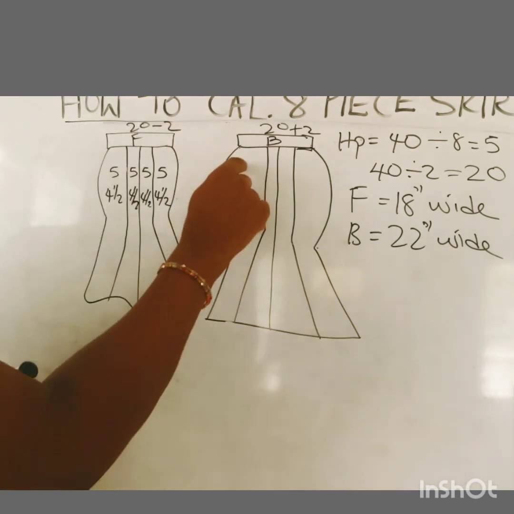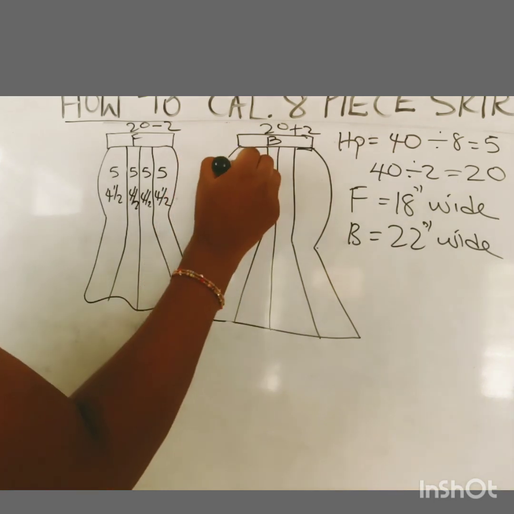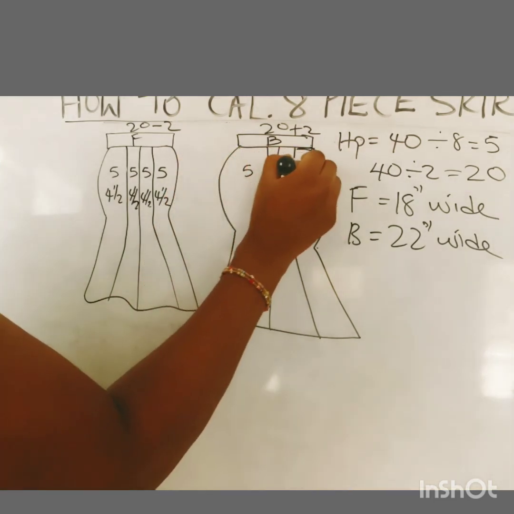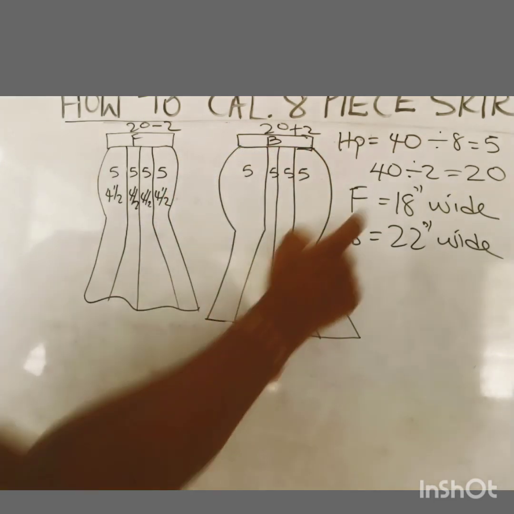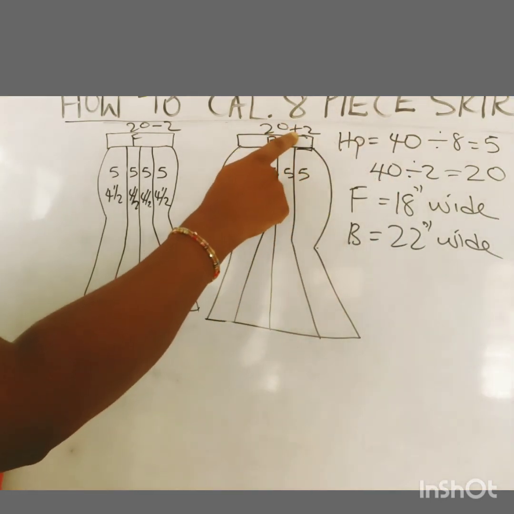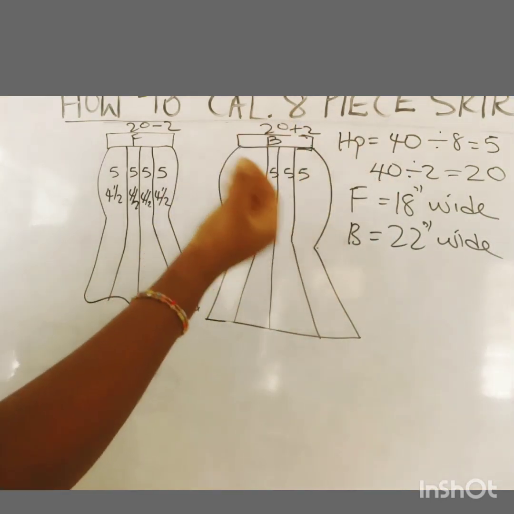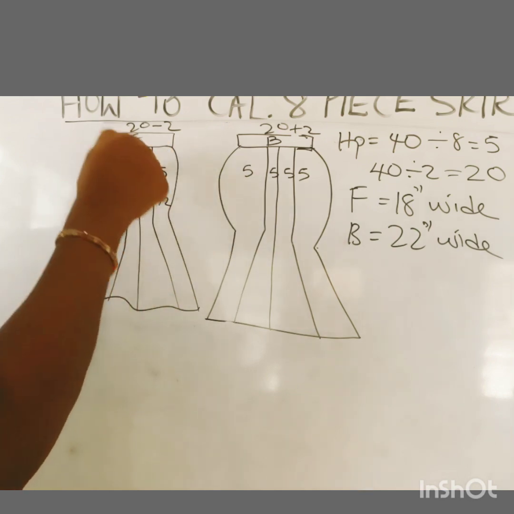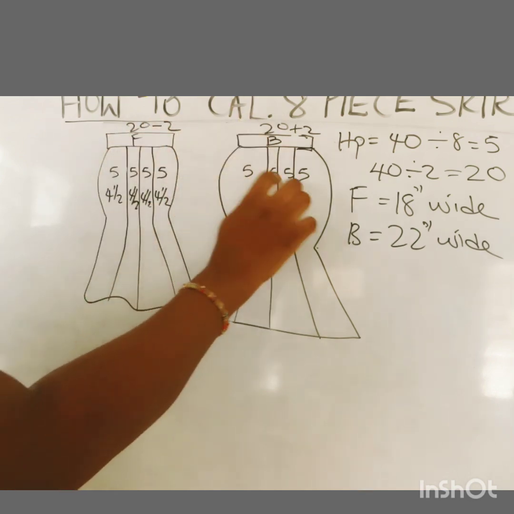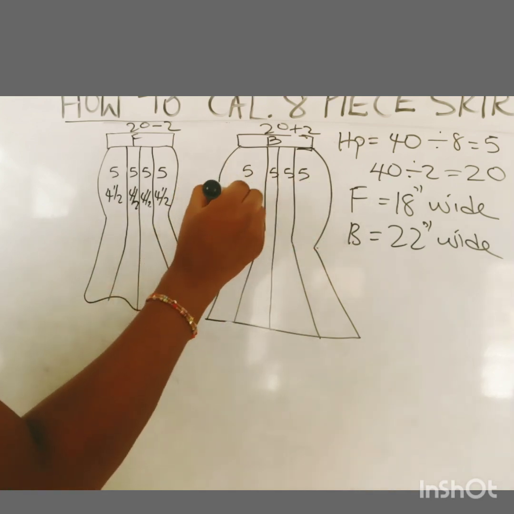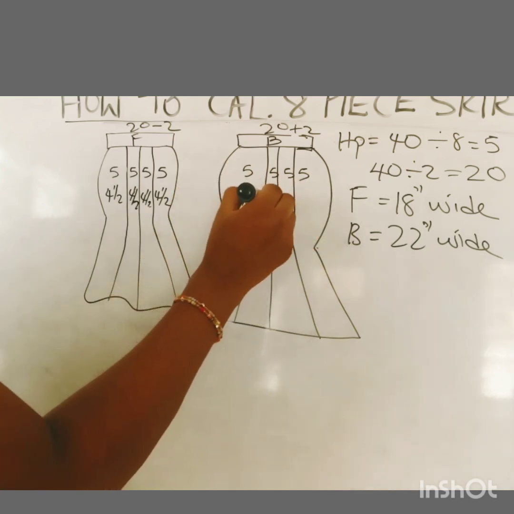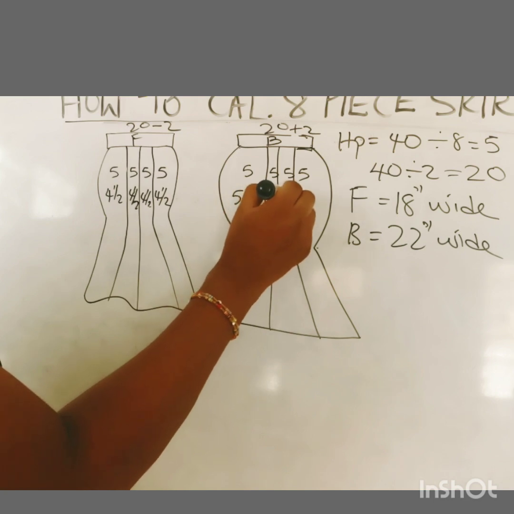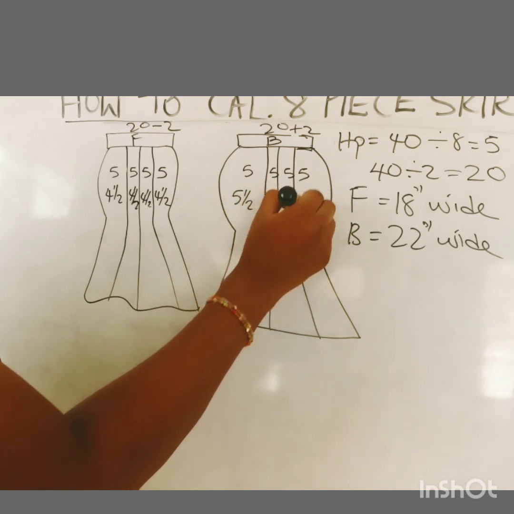And then for the back, instead of having 5, 5, 5, 5, remember that we are adding 2 inches, and it's like adding the half. The half you are subtracting from here, from each of them, you are adding it to each of these. So this becomes 5 and a half, 5 and a half, 5 and a half, 5 and a half.